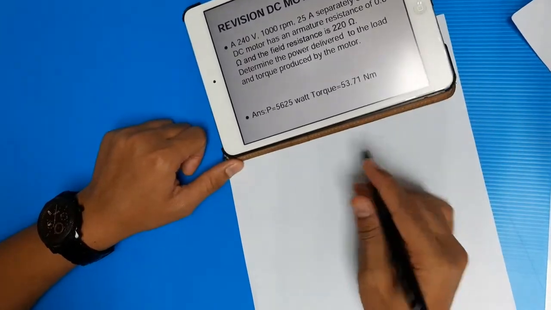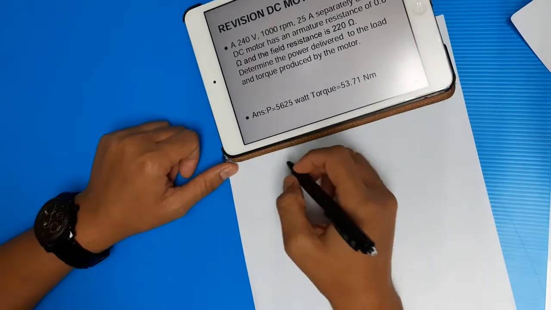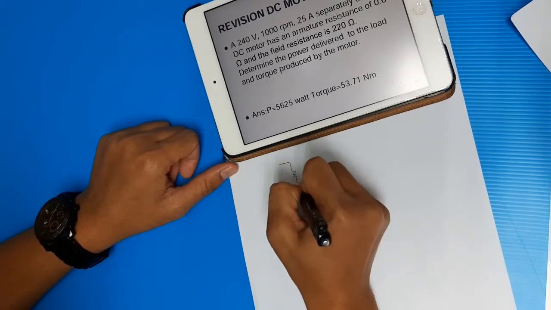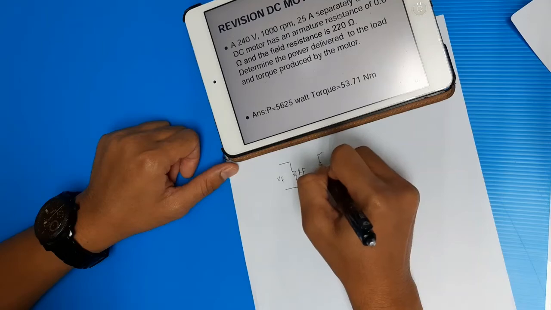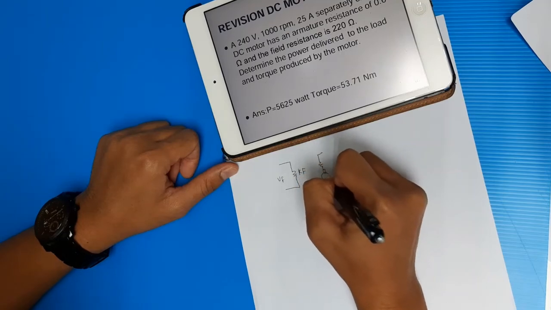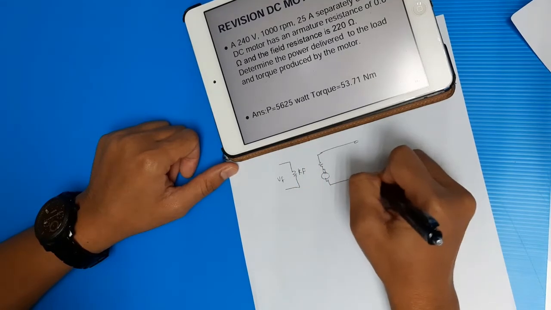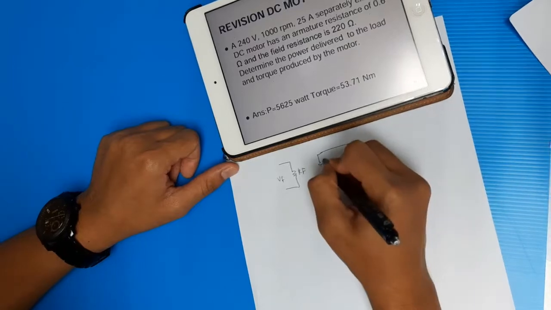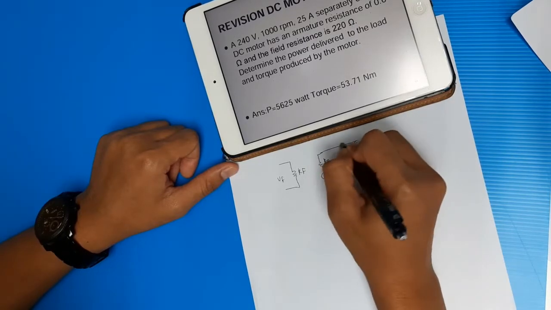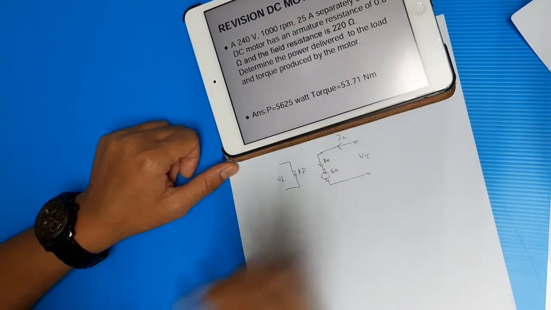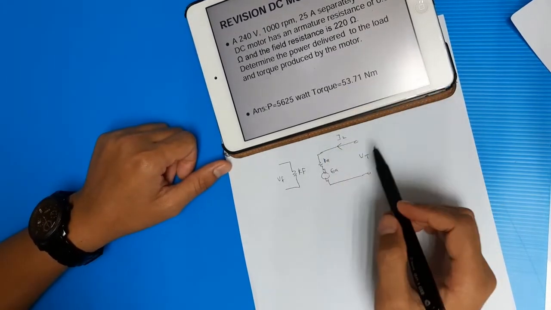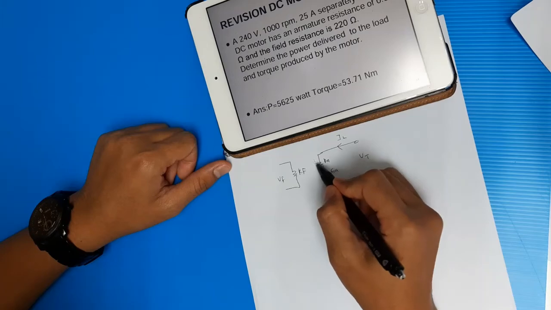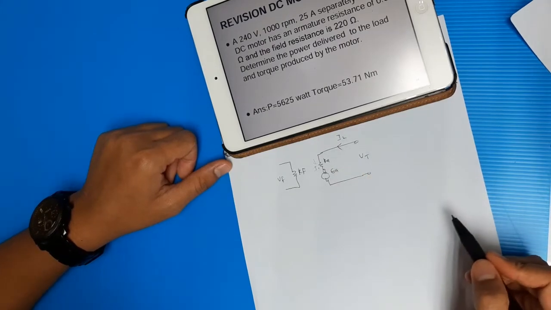So you can draw the diagram first. For separately excited, we have RF, VF, and then VT, RA and EA. This is I line. As I mentioned earlier, for separately excited, I line will be equal to IA.